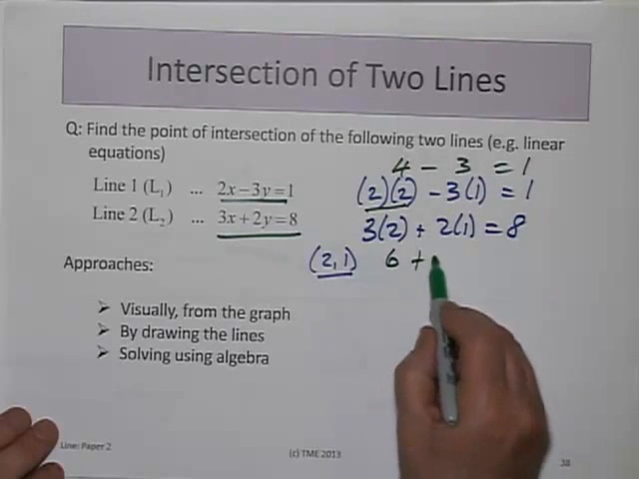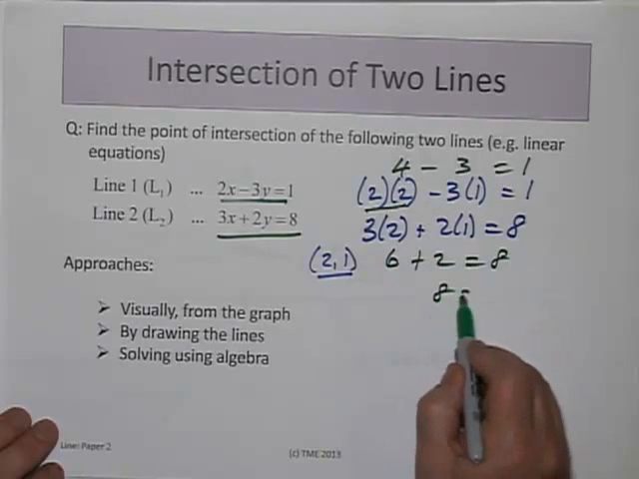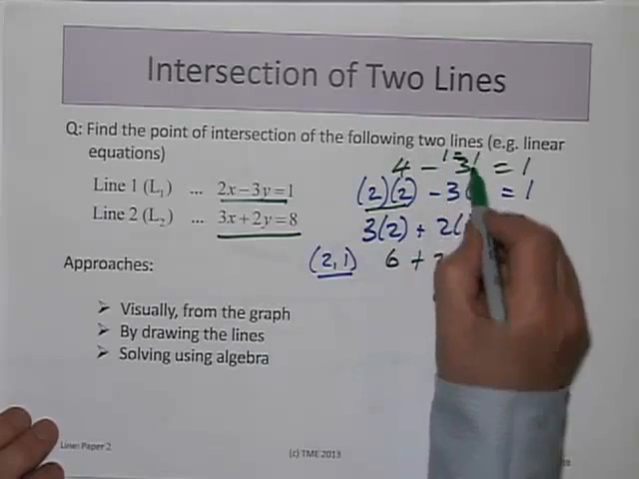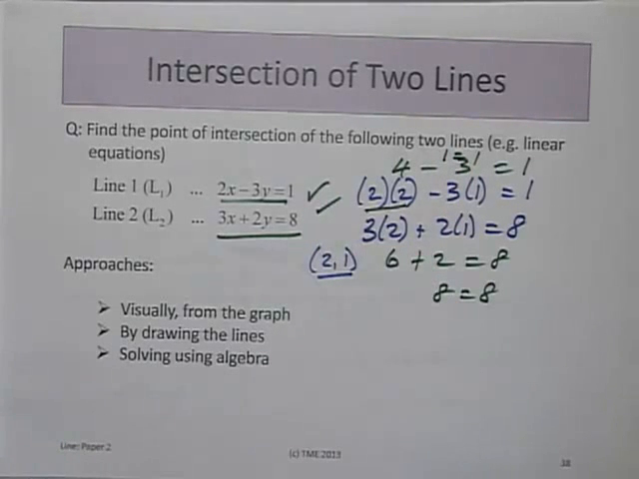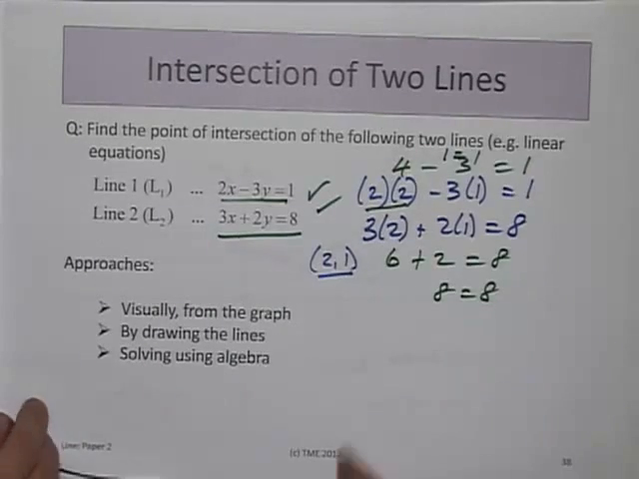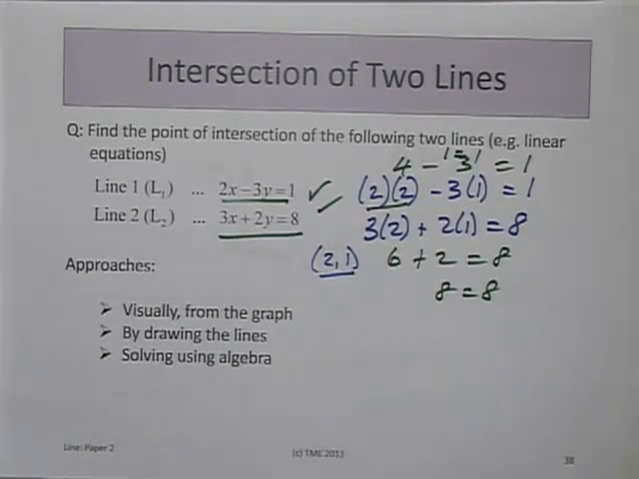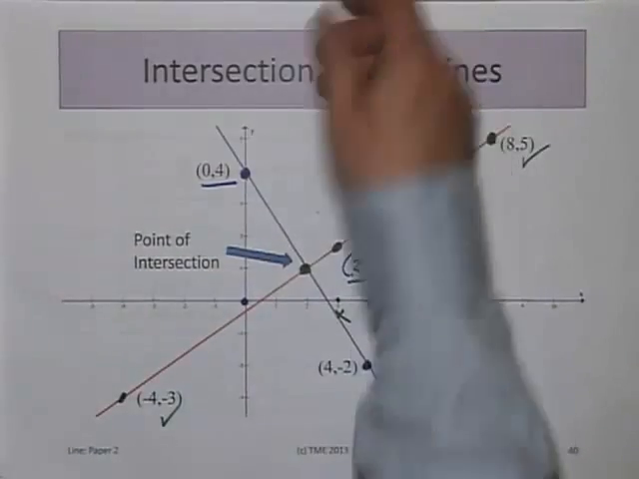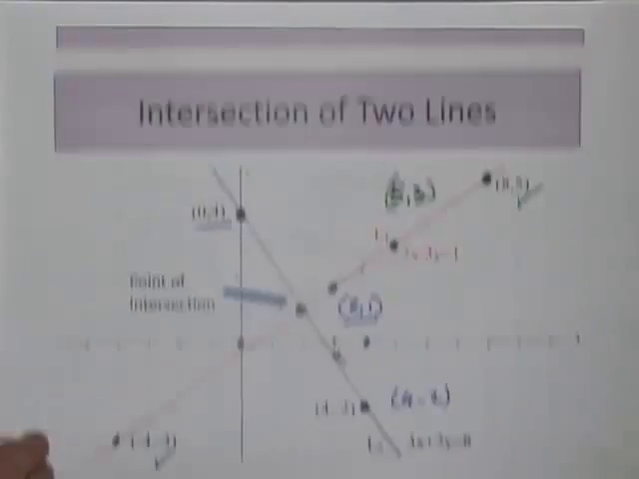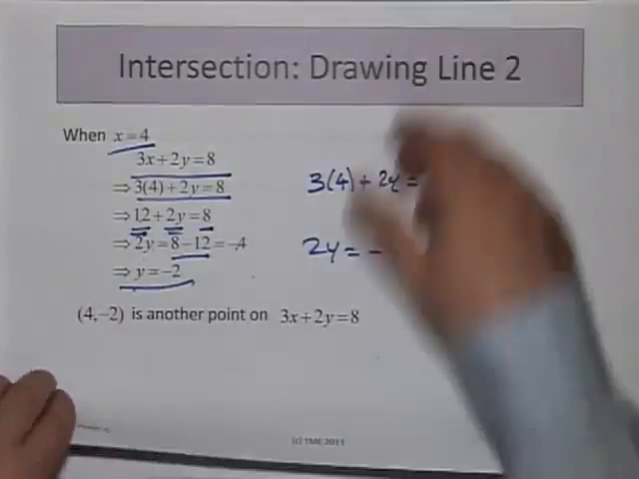This is 6 plus 2 is 8. That's 8 is 8. And that's 1 is 1. It satisfies both. It's on the equation. It solved it. So we've done it by drawing them visually and doing it accurately. We've done it by drawing the lines. We've solved it, we can solve it algebraically elsewhere, and we get our graph like that.